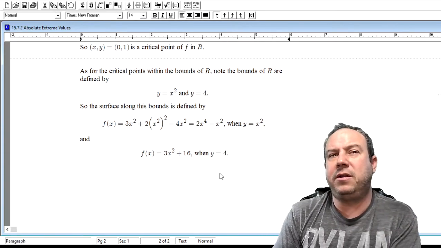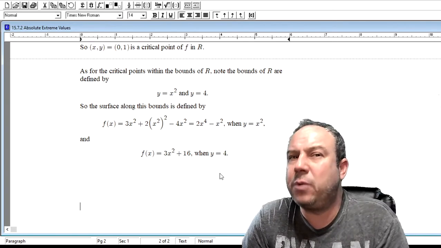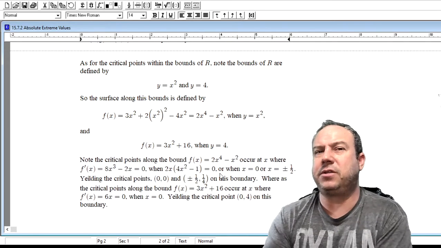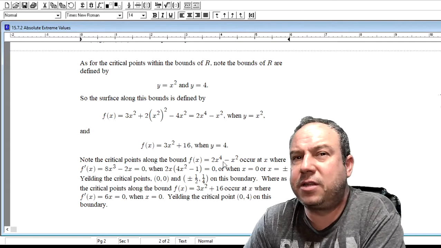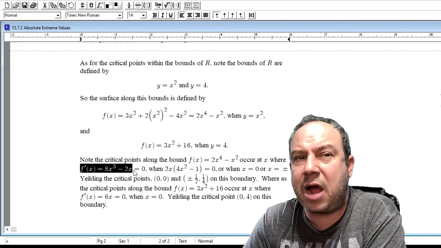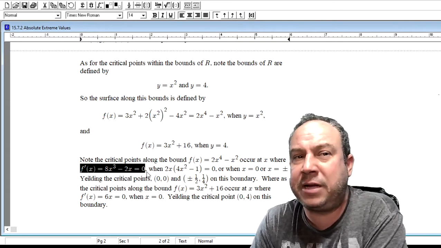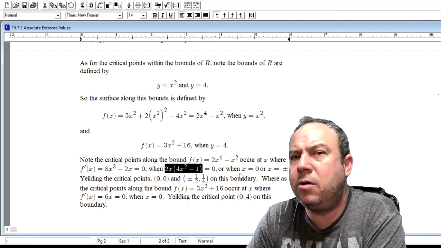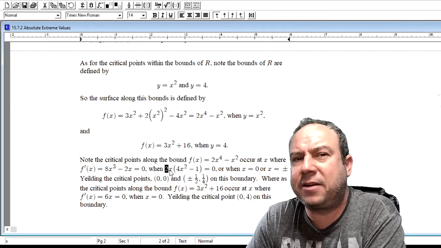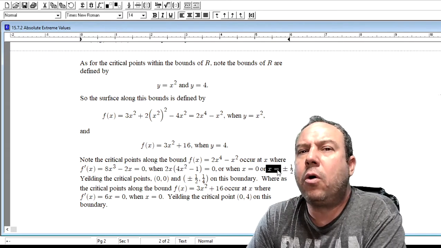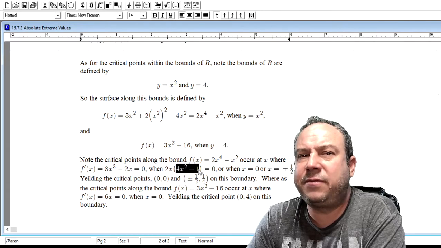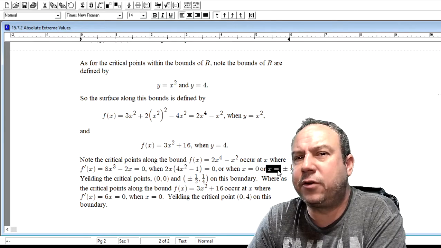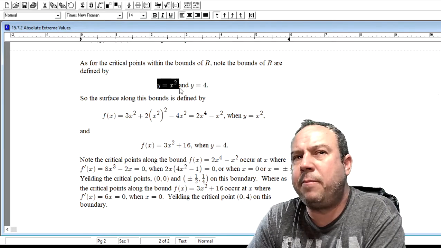Well, when do we see critical points for those values? It is when their first derivatives equal 0. Note the critical points along the bounds of f of x equal to 2x to the fourth minus x squared occur at x where f prime of x, which is this function seen here, 8x cubed minus 2x equals 0. Or when 2x times the quantity 4x squared minus 1 equals 0, or when x is equal to 0 coming from this factor and the zero product property, or when x equals plus or minus 1/2 coming from this factor and the zero product property. These are going to be the locations for critical points along the bound described by y equals x squared.